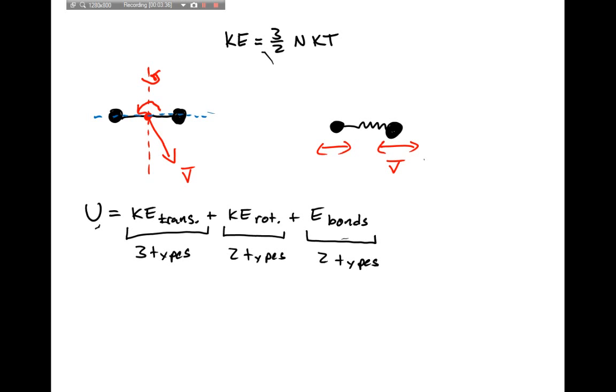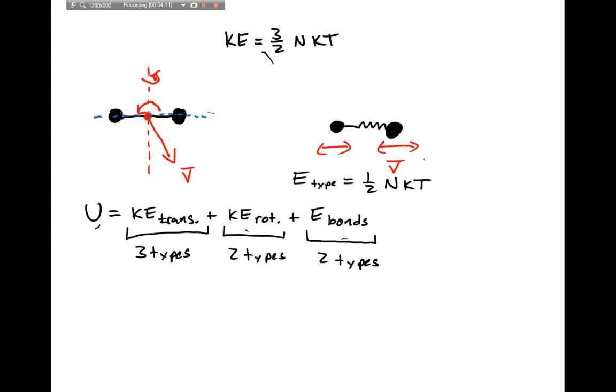And what the equipartition theorem states is that the energy for each type is going to be equal to 1/2 NkT. So this is why for translational kinetic energy it's equal to 3/2 NkT, because there are three types of kinetic energy. Now, it turns out that for most diatomic gases, we don't have all of these types of energies present. The reason is that because of quantum mechanics, there is a minimum kinetic energy associated with the rotations and a minimum energy associated with the bonds between the atoms.